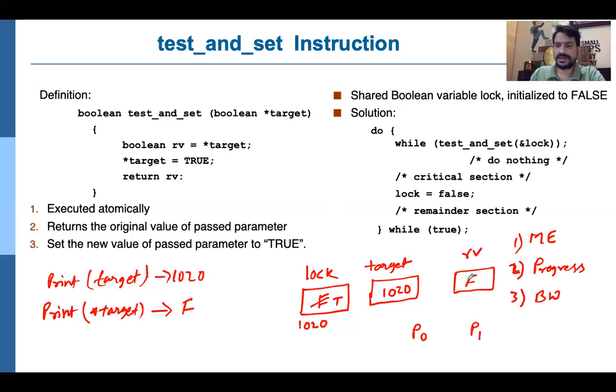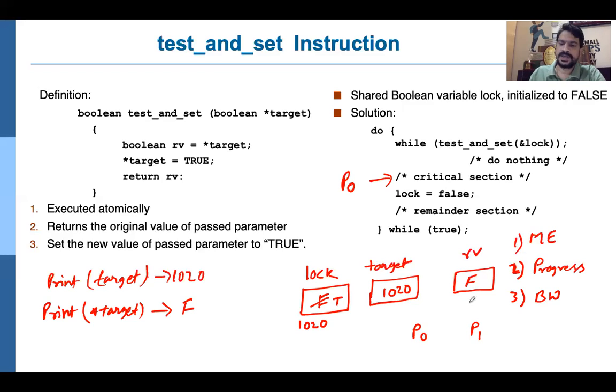What is the value of RV? RV is false, so false will be returned here. Then it will execute the critical section. So right now P0 is in the critical section. Okay. Now at the same time, can we put P1 also in the critical section?